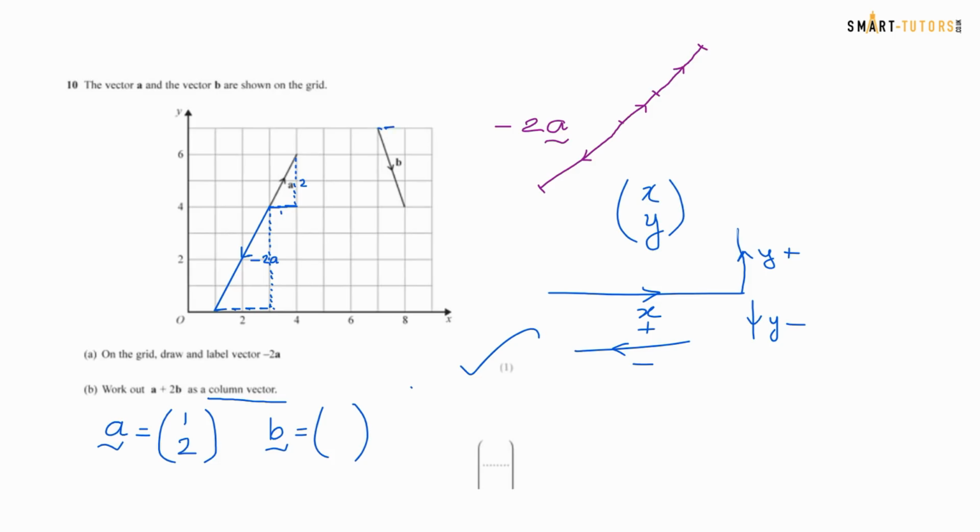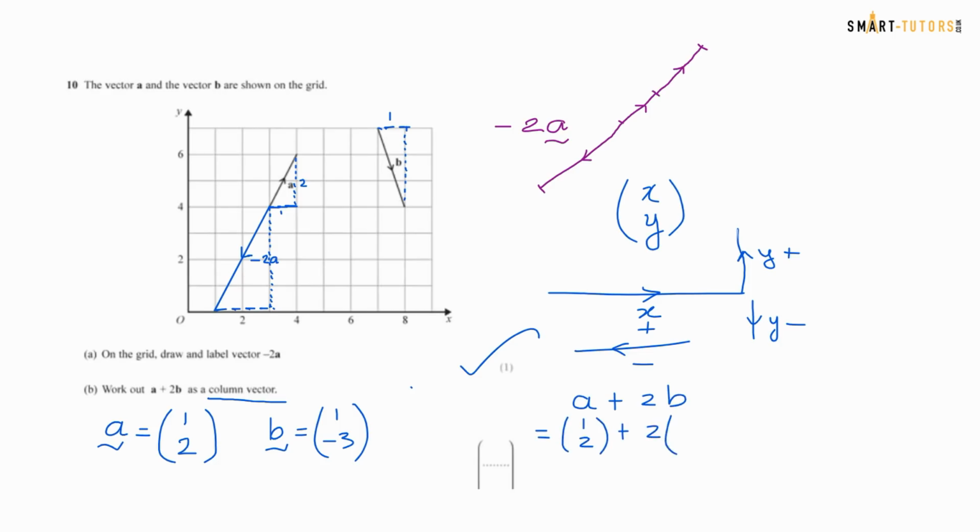2. So vector b, we need to write the column vector for b, which is, if I go x unit is 1 to the right and I have to go downwards 3. So downwards 3 means minus 3. So I'm near to the answer now.